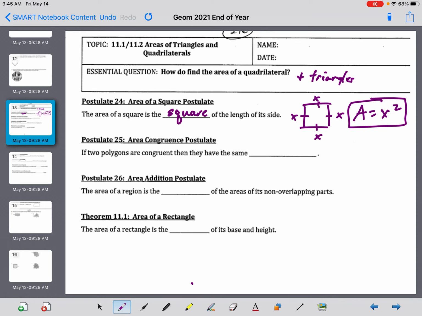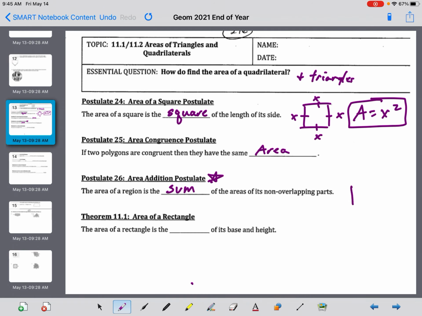This postulate 25 is just a side postulate. If two polygons are congruent, then they have the same area. Area addition postulate. This one's a little bit more prevalent. We're going to use it for some non-normal shapes where we can break the shapes into some different shapes. The area of a region is the sum of the areas of its non-overlapping parts.